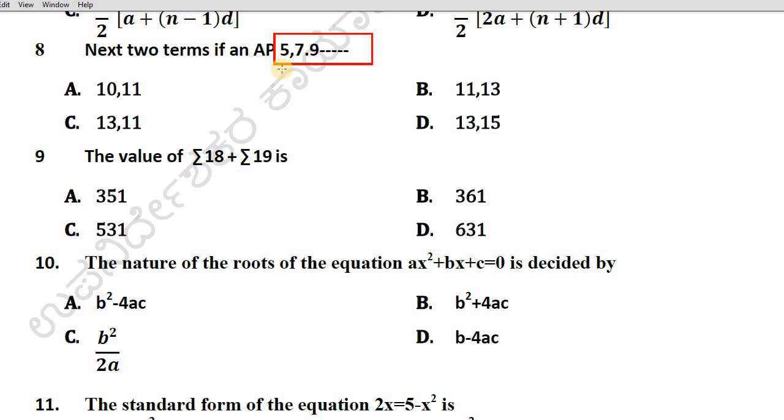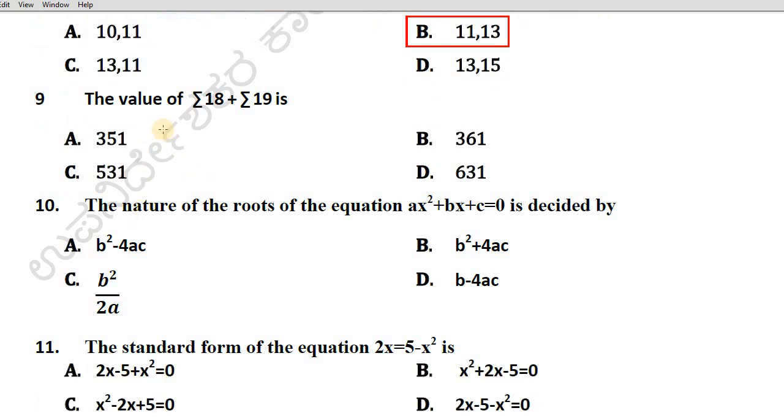And see for the next term also. For 7, they added 2 to get 9. Then it says the common difference is 2. So for 9 you want to add 2. How much will you get? You'll get 11. And again for 11 you add 2, you'll get 13. So the right answer for this question is option B, 11, 13.